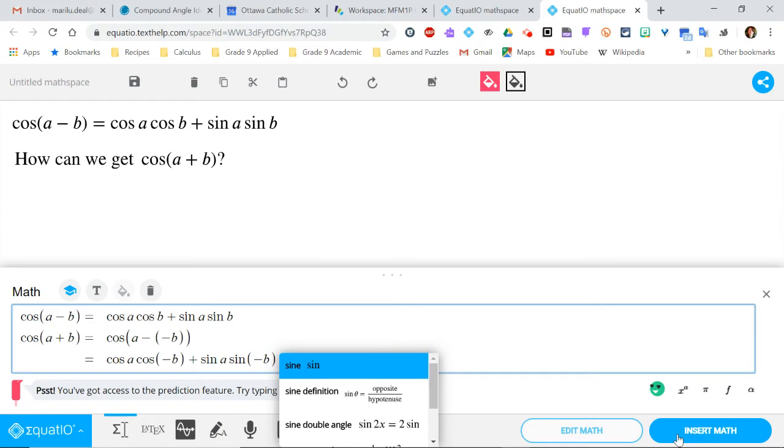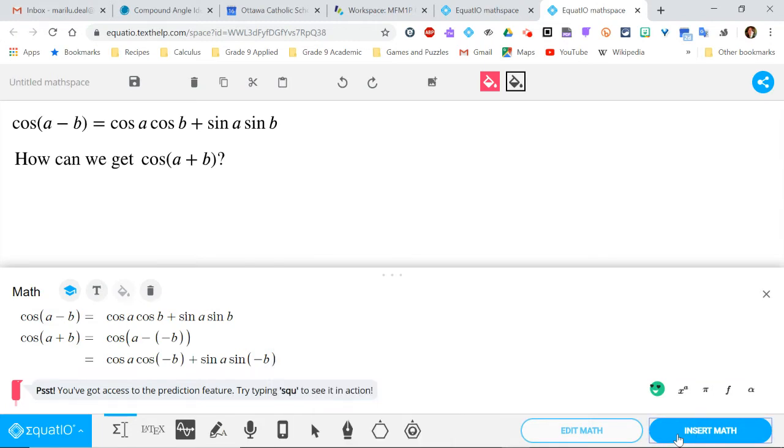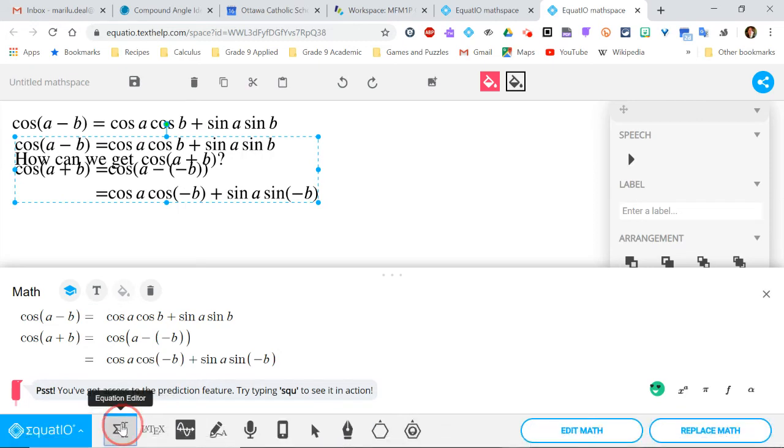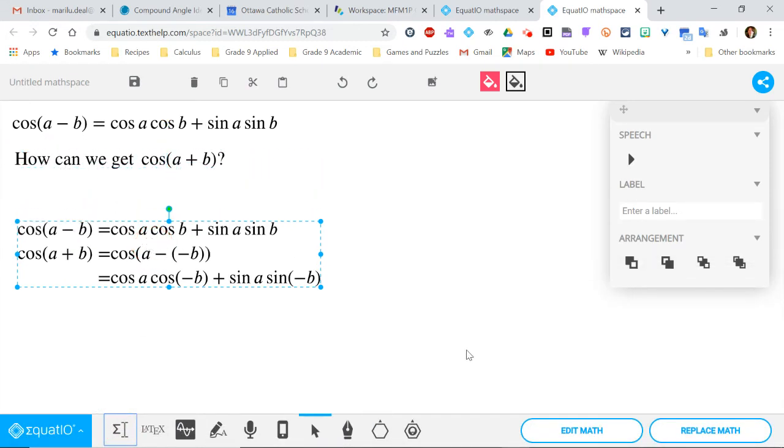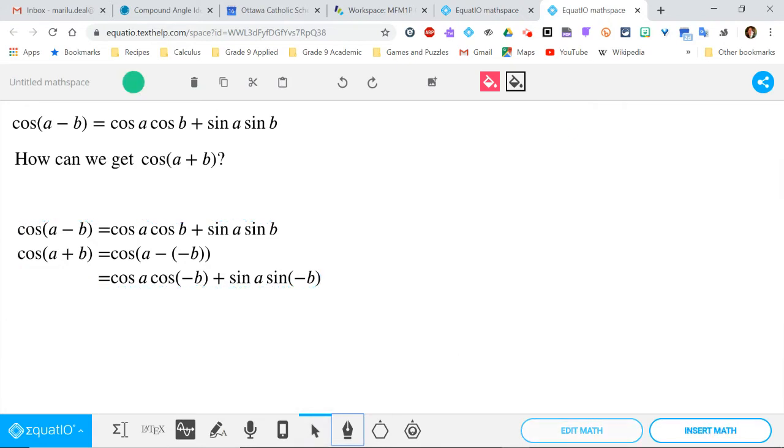So I'm actually going to insert that math now, and then we're going to review something that we need in order to be able to continue with this. I'm going to insert that, move it so that you can see it, and then we're going to think about some relationships that we know.